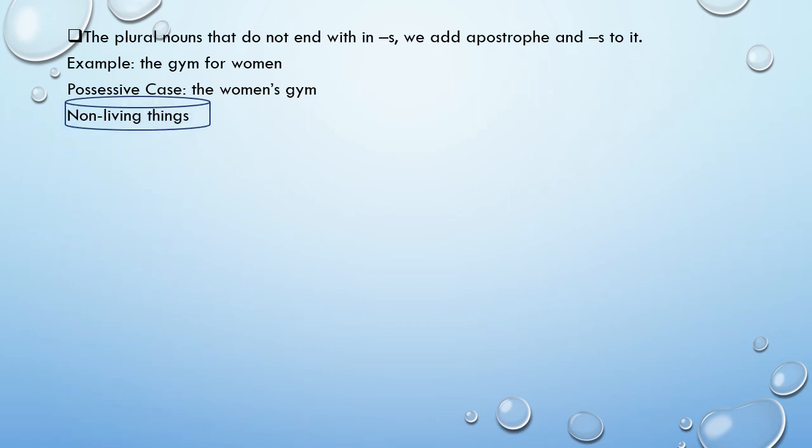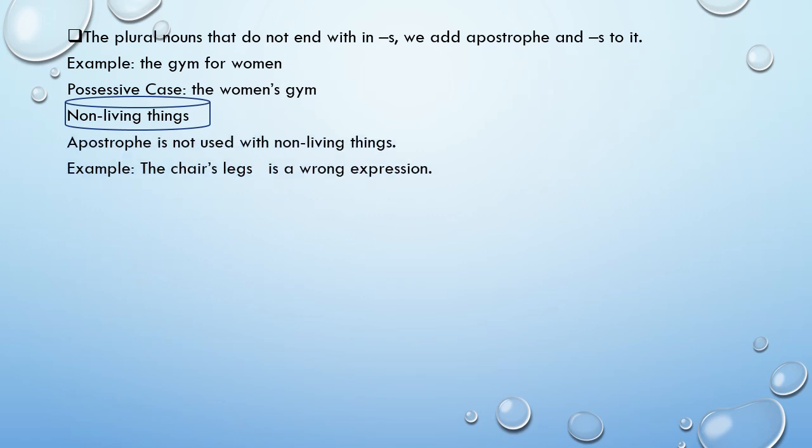Next, the case is of non-living things. For non-living things, we cannot show this possession by apostrophe or apostrophe and s. We show the relation only by using the word of. For example, the chair's legs is a wrong expression. As I just told you, chair is a non-living thing, so we cannot say the chair's legs. We would simply say the legs of the chair, the pictures of the frames, right?